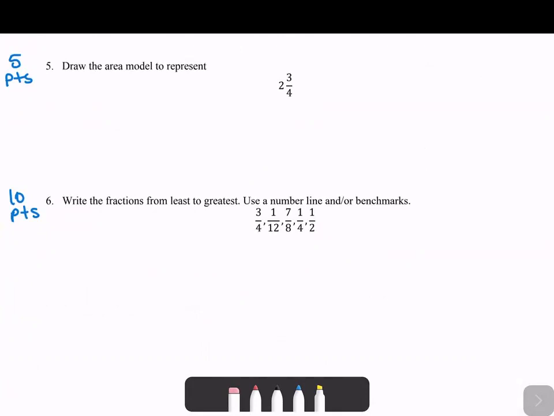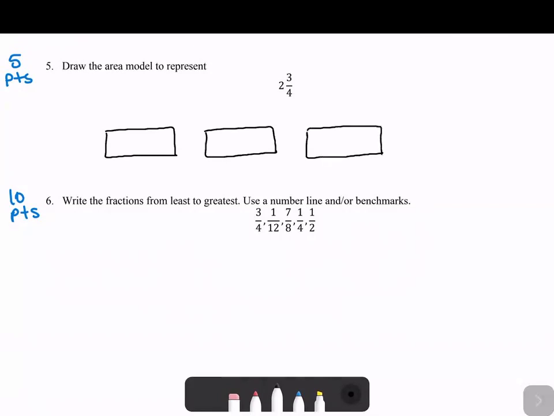We want to draw the area model to represent 2 3/4. Because the denominator here is 4, we know that every whole we have is going to be divided into fourths. So for 2 3/4, we're going to have 2 wholes, and then we're going to have another whole that's going to be our fractional part. So we have 2 wholes that are in fourths, and then this one that's in fourths.